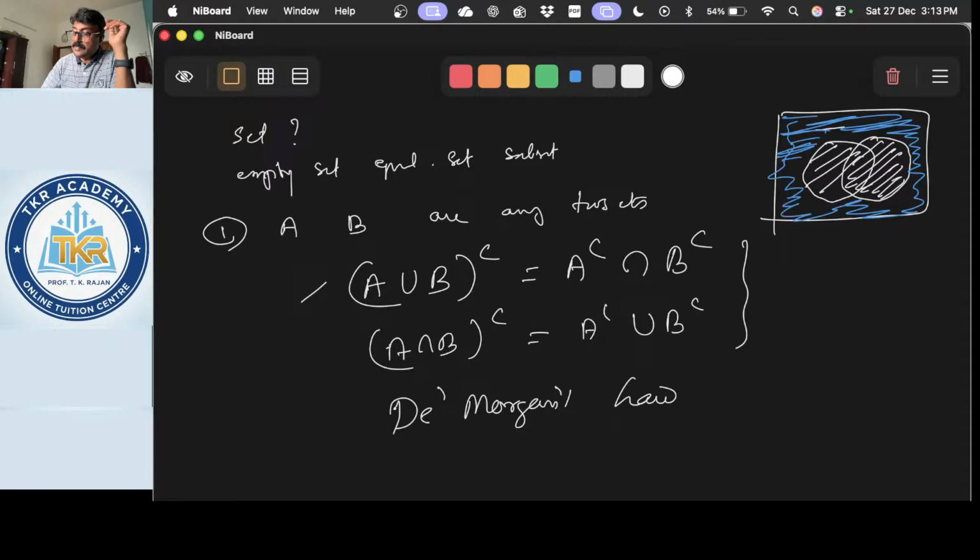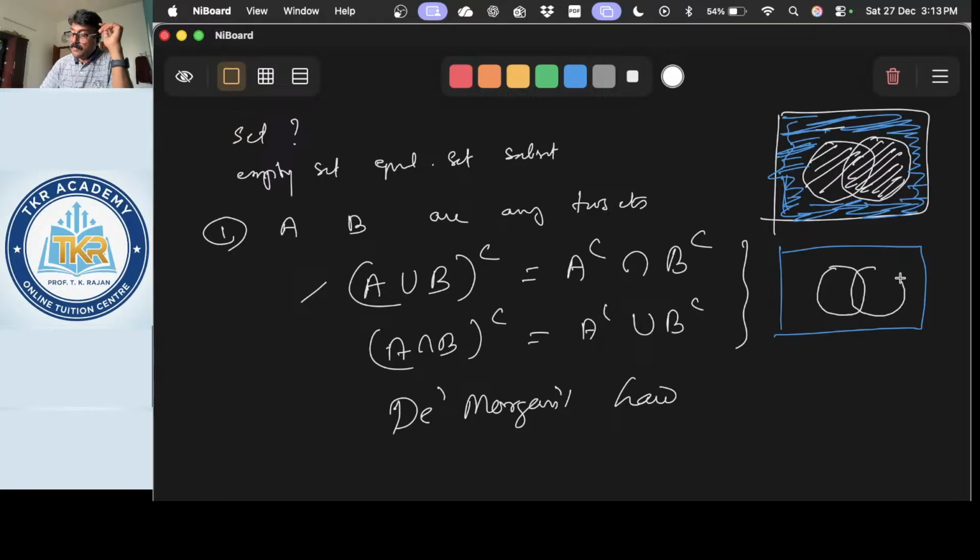This part is (A union B) complement. And that is nothing but A complement intersection B complement. This is A. So this is A, this is B, this is A complement. B complement.